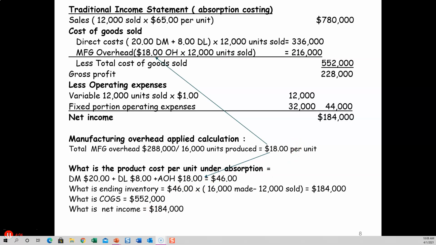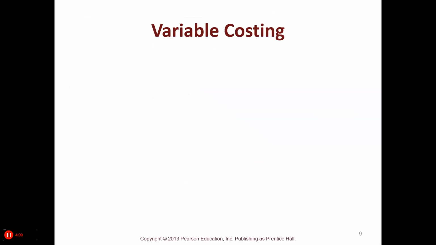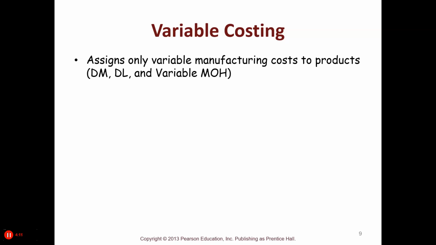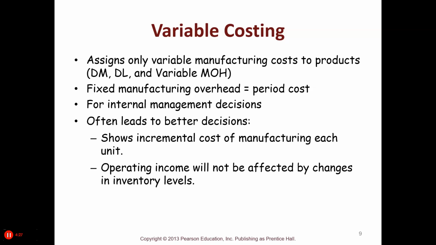Now let's look at variable costing. With variable costing, we assign only variable manufacturing costs to the product: direct material, direct labor, and variable manufacturing overhead. All fixed costs are treated as a period cost. This is only used for internal management decisions, and often leads to better decisions because it shows the incremental cost of manufacturing each unit. Operating income will not be affected by changes in inventory levels.